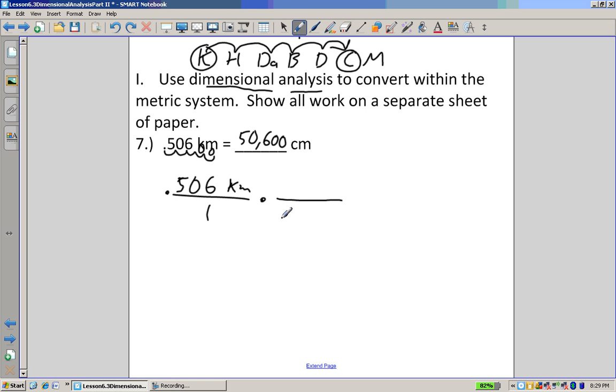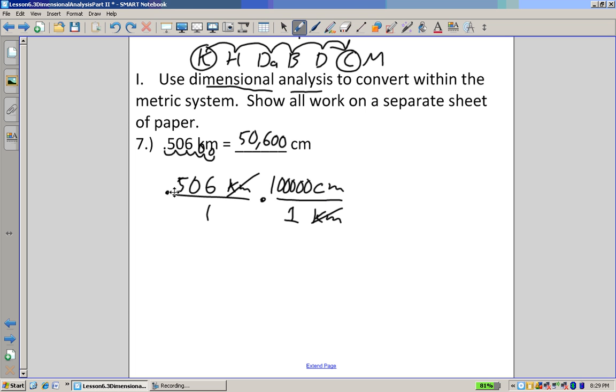times blank fraction. Now the kilometers I don't want on the top, I want them on the bottom so that they will divide out. In its place, I'd like to convert to centimeters. Now, kilometers are further to the left, so they're going to get the 1. Let's see how many centimeters are in a kilometer. We've moved it 1, 2, 3, 4, 5 places. So we're going to do 10 to the 5th. That is 100,000.